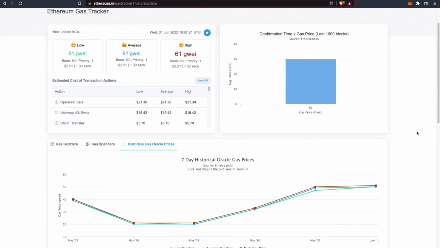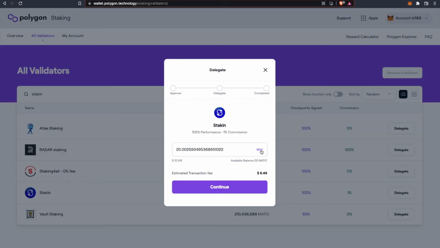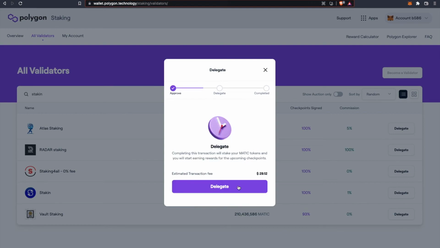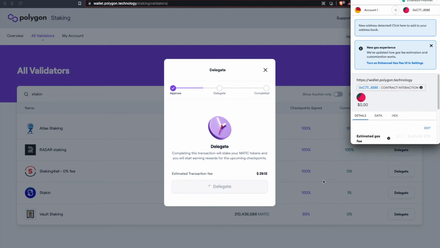We waited nearly 10 minutes and we're getting a substantial drop. So now we pay less. Let's see how much we saved. Go back to staking, delegate. Nice. We're gonna pay less than half the gas for just waiting 10 minutes. Continue, delegate. Let's see how much it is.